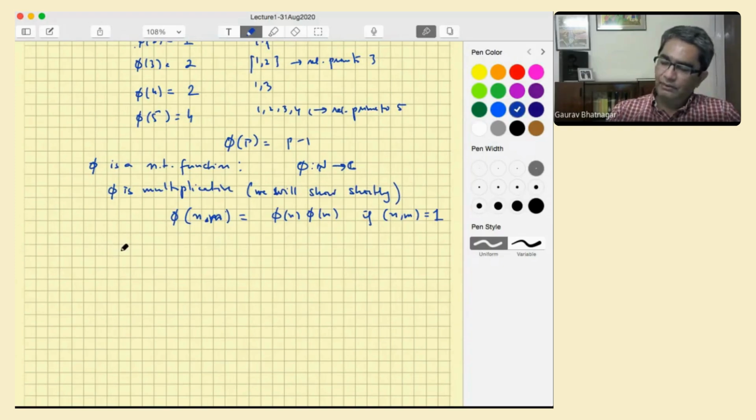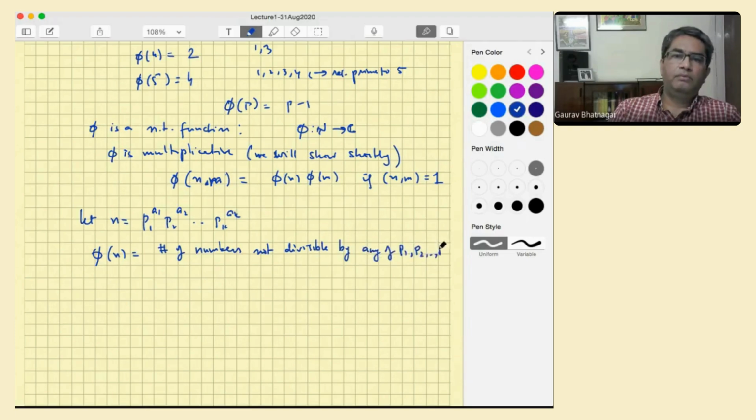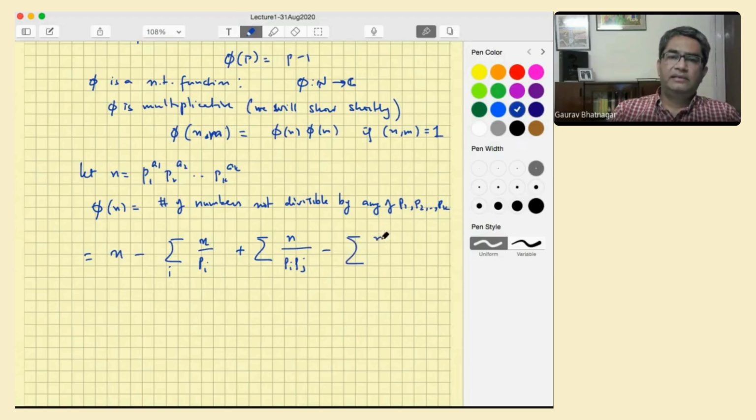Okay, so we want to calculate that. Let n be p1 raised to a1, p2 raised to a2, up to pk raised to ak. Let's calculate phi of n. So phi of n is the number of numbers not divisible by any of p1, p2, ..., pk. Right. So if we use our principle of inclusion-exclusion, it's n minus the number of numbers which are divisible by any pi, plus the numbers divisible by pi pj, minus those divisible by pi pj pk, and so on. Right.